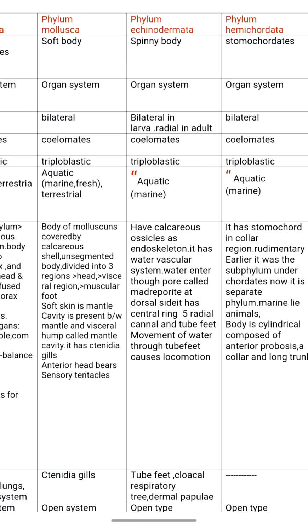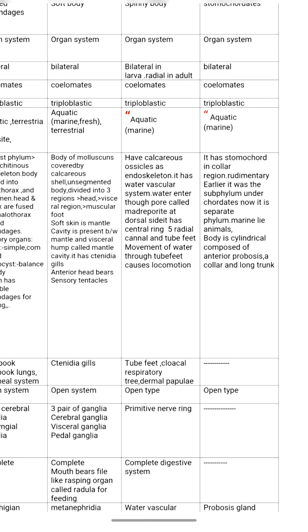So that is retrogressive metamorphosis, and they are coelomates and triploblastic. As I already said, important: aquatic, exclusively marine. Its special character is the calcareous ossicles as endoskeleton. Remember, Echinodermata has an endoskeleton.